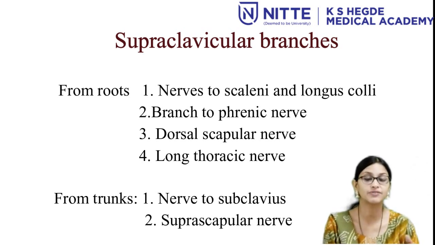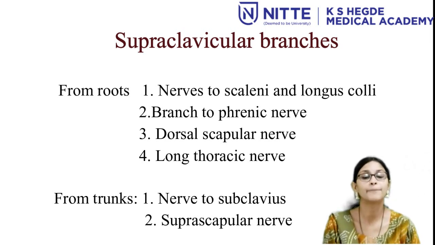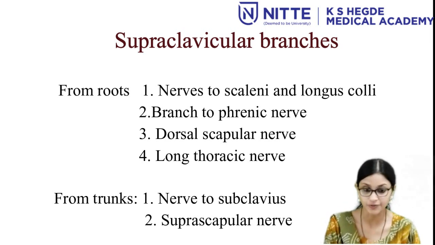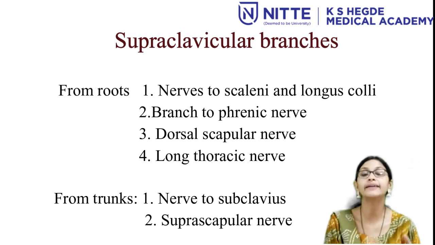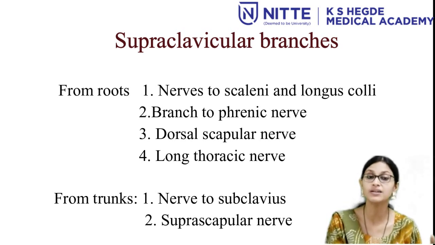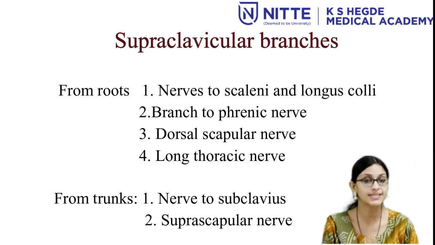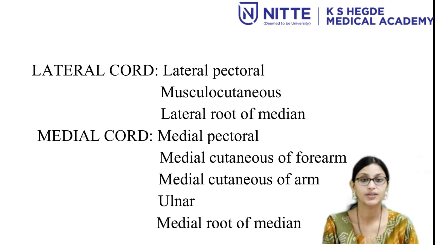The branches given by the roots will be the nerve to scalenus and longus colli muscles, a branch to join the phrenic nerve, the dorsal scapular nerve and the long thoracic nerve. So these are the branches coming from the roots. From the trunk, there are two branches, the nerve to subclavius and the suprascapular nerve.